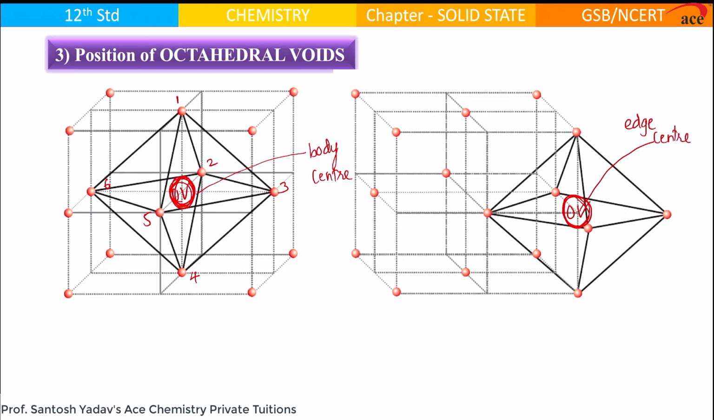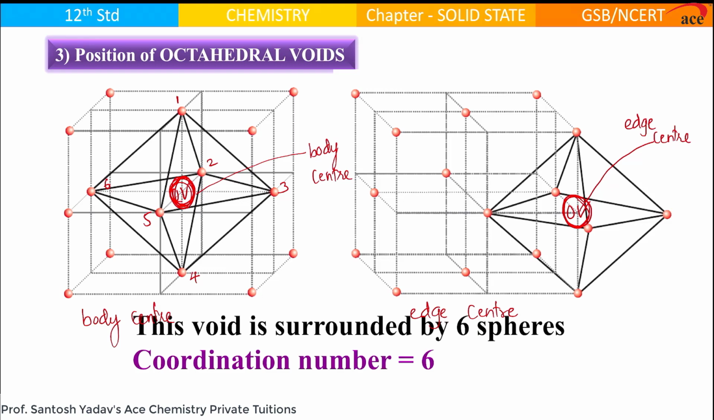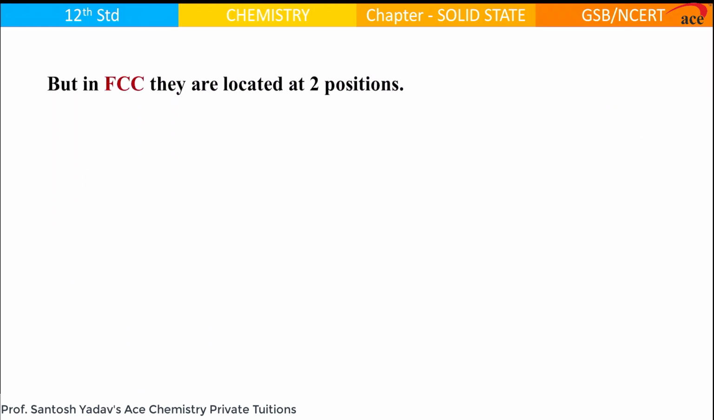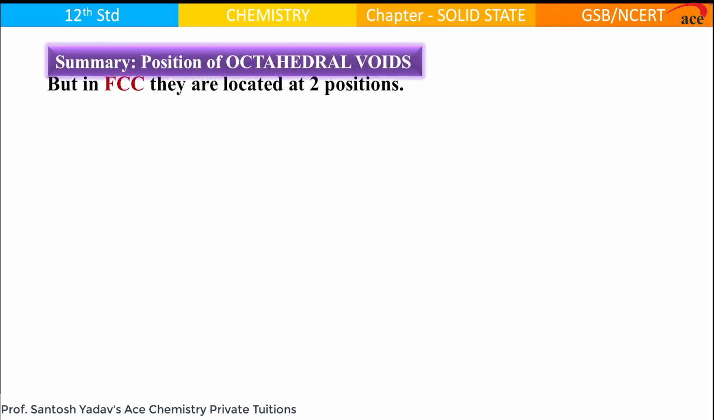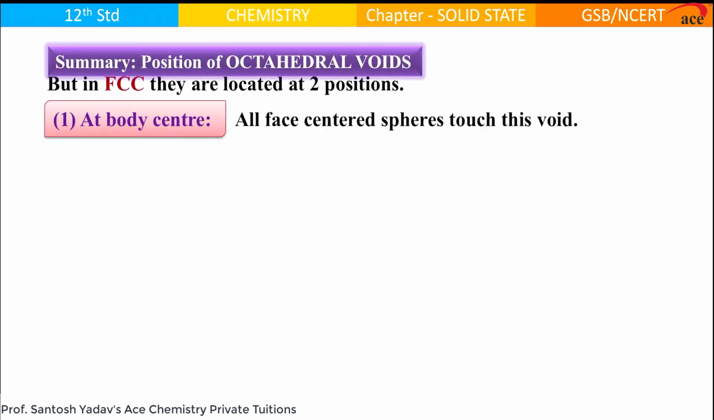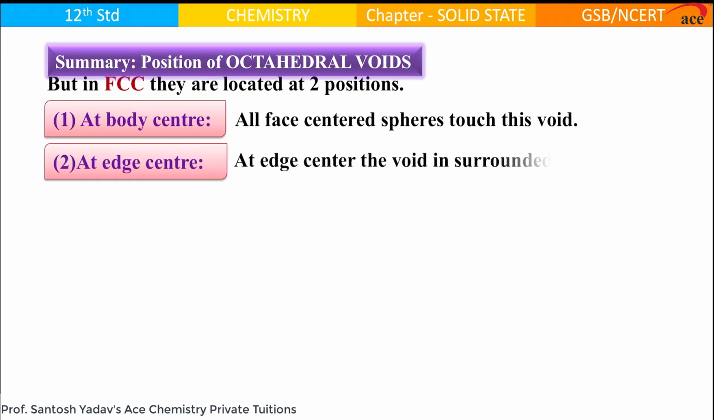So, where is octahedral void present? It is present at body center and is also present at edge center. Our query is, where is octahedral void? Our answer is, it is at body center and edge center of FCC, surrounded by 6 spheres, coordination number is 6. In FCC, there are 2 locations for octahedral void, at body center and at edge center.